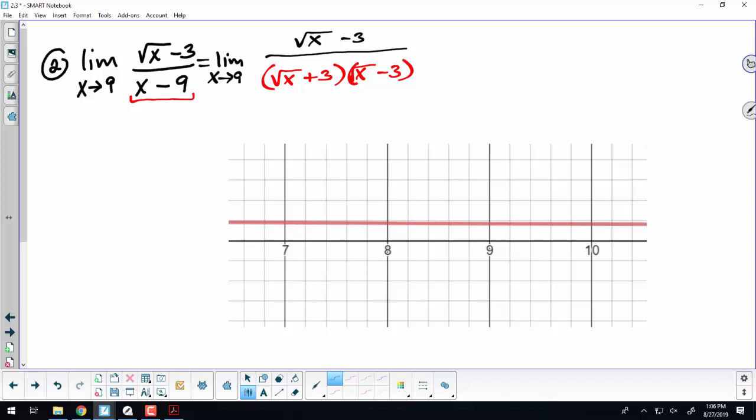So really the point of showing you the two different methods is, you don't necessarily have to factor these. You can always get through the conjugate method. But when you can do this, it's a lot more efficient. So we have that simplifying to the limit as x approaches 9 of 1 over the square root of x plus 3. And so what would that limit be? 1 over 6, because we're going to plug 9 into the root. 1 over the square root of 9 plus 3 is 1/6.